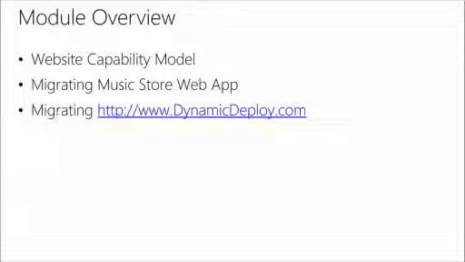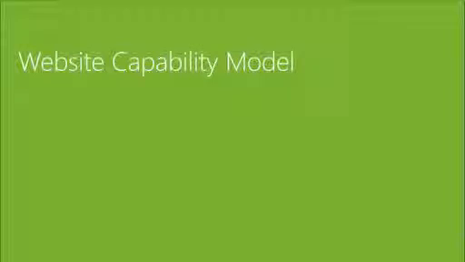So this module is about capabilities, right? About case studies, right? So I will cover something called the website capability model, which I've built based on my years of experience. Then I will cover how to migrate the popular Music Store web app. It's a website, it's an MVC sample app. How do you take it live and add on more features on top of it, right? And the next one is dynamicdeploy.com. So I don't know whether we'll be able to cover this or not, but it's in the slide deck, it's in my book, it's all covered. Right. So don't worry, you can always go back. Exactly. So we're gonna start right off real quick.